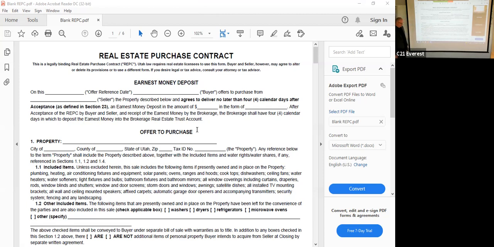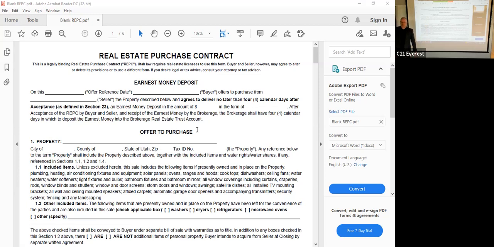So in our example, if the brokerage or the agent received the earnest money on Thursday, then the brokerage would have Friday, Saturday, Sunday, Monday. By Monday, the brokerage must deposit the earnest money into the trust account in order to protect your client.